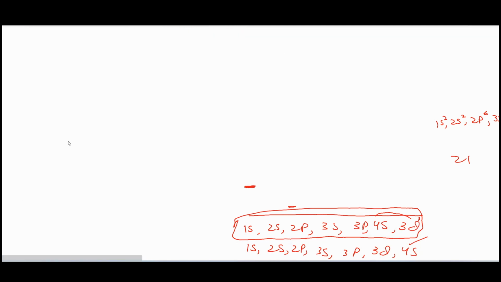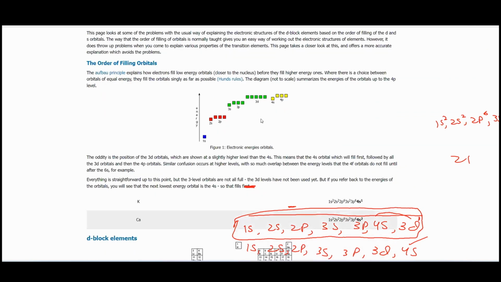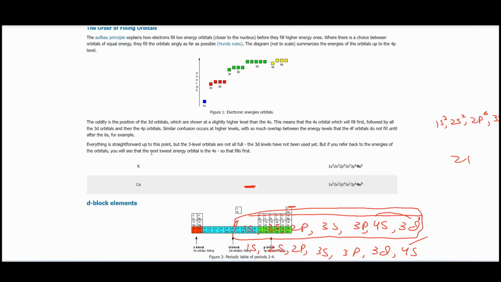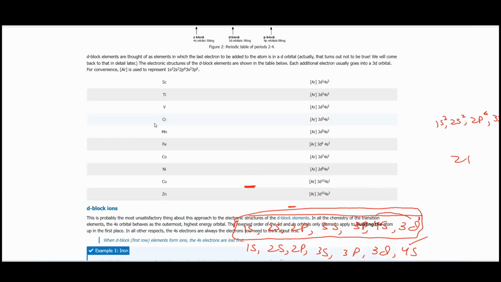We already know the order of filling. The order of filling, we already know this. So 4s is filled first. Everything is straightforward. All right, so D block elements.